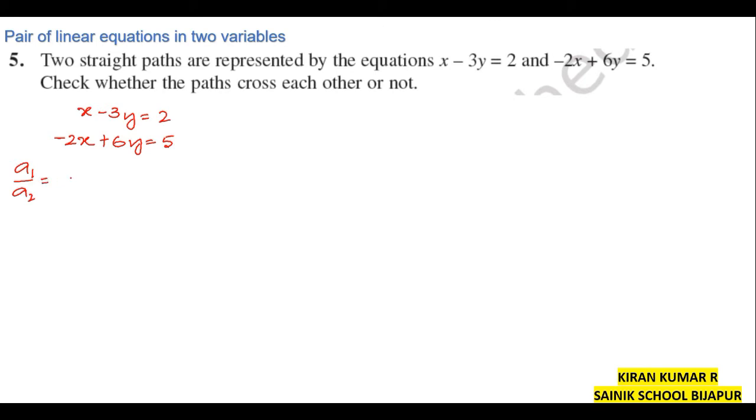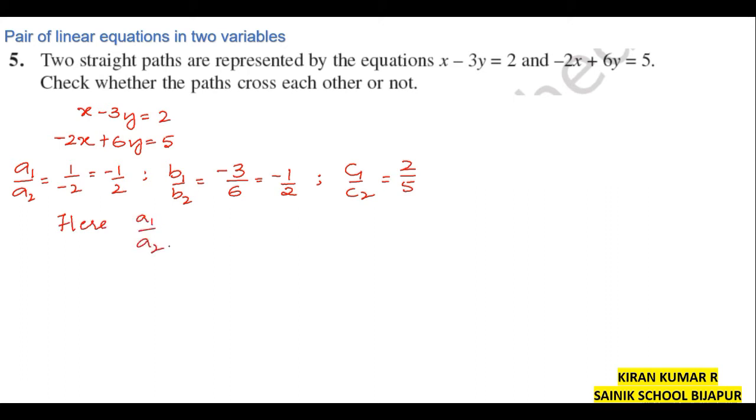a1 upon a2 is 1 by minus 2, nothing but minus 1 by 2. b1 upon b2 is minus 3 upon 6. Once again we got minus 1 by 2. c1 upon c2 is 2 by 5. Here we are getting a1 upon a2 equal to b1 upon b2 not equal to c1 upon c2.